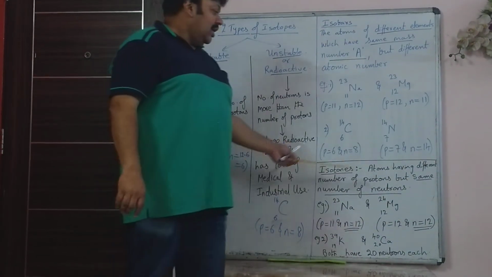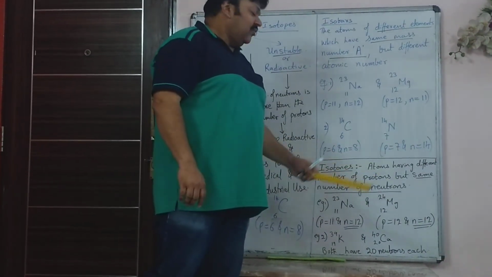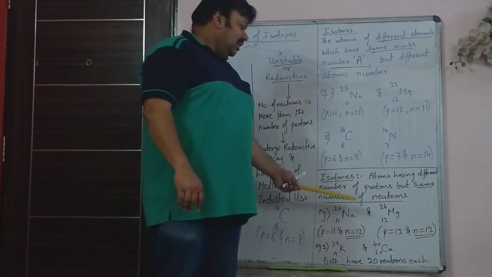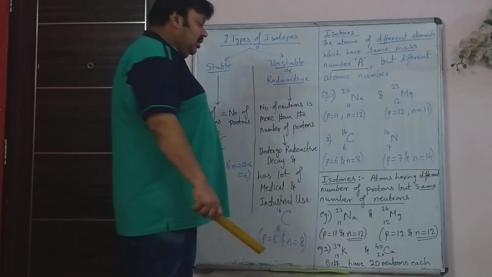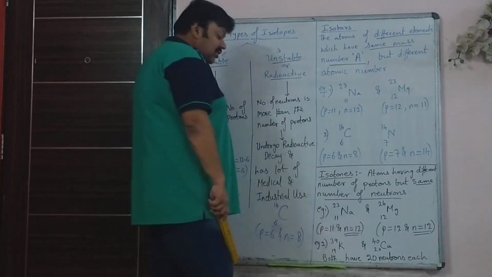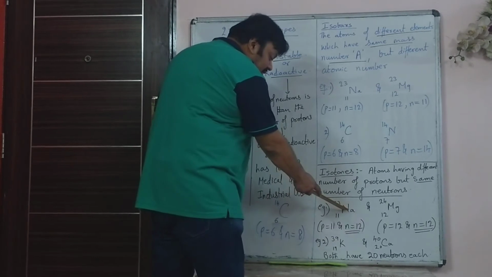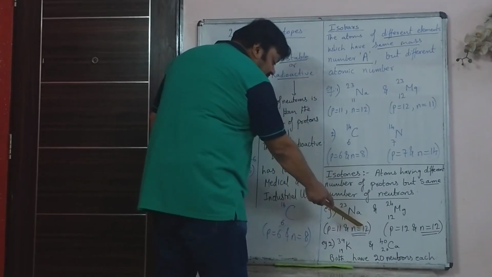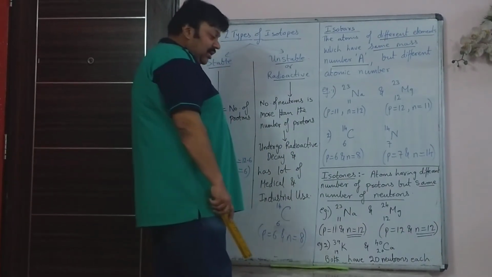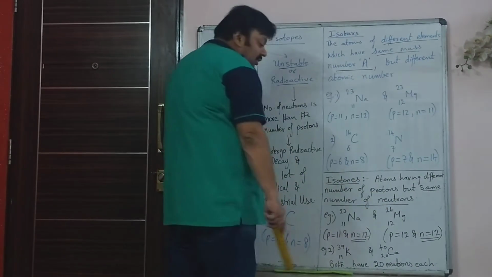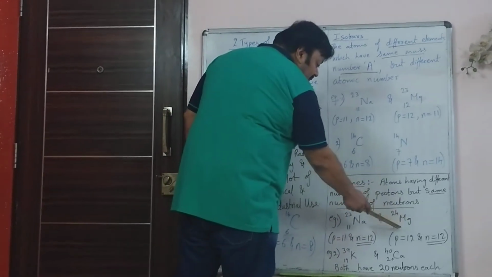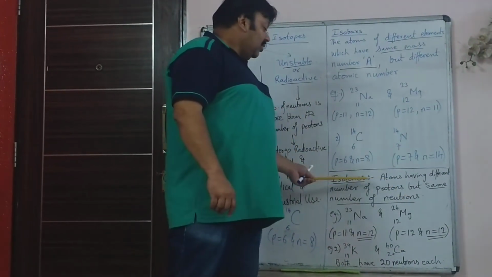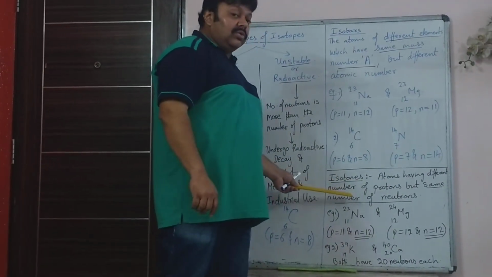So in this case, atoms having different numbers of protons, that means they are different atoms. Their atomic number is different. But they have the same number of neutrons. The number of neutrons in both cases is the same. So here, if you see sodium-23 (atomic number 11), the number of neutrons is 23 minus 11, that is 12. And magnesium-24 (atomic number 12), the number of neutrons is 24 minus 12, that is 12. So both of them have 12 neutrons. So they will come under the heading isotones.